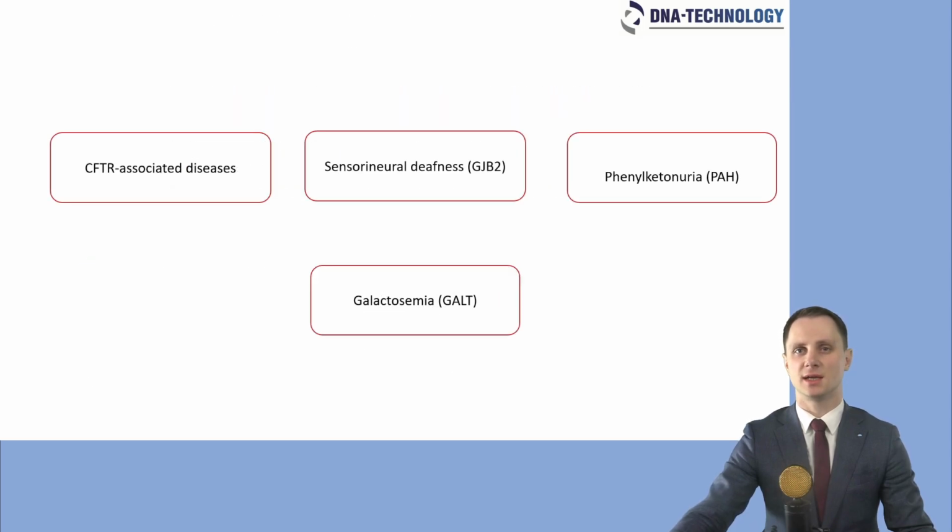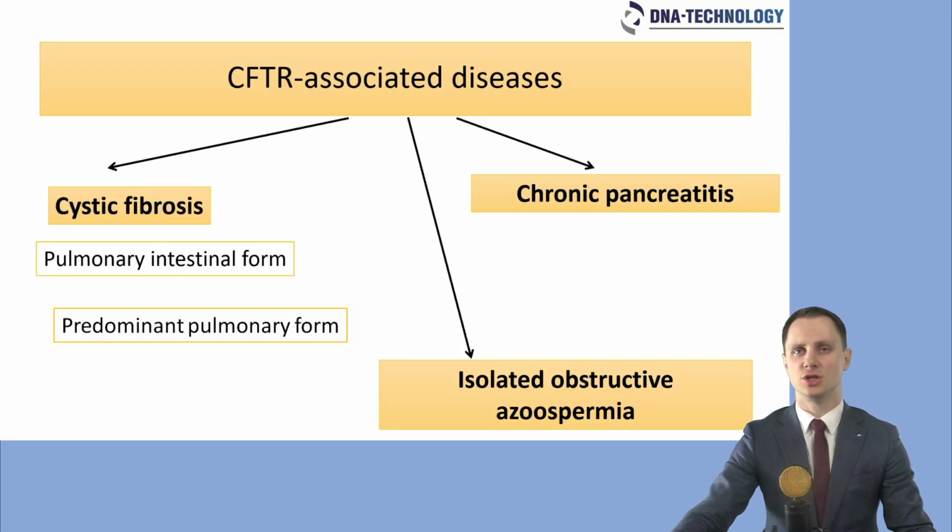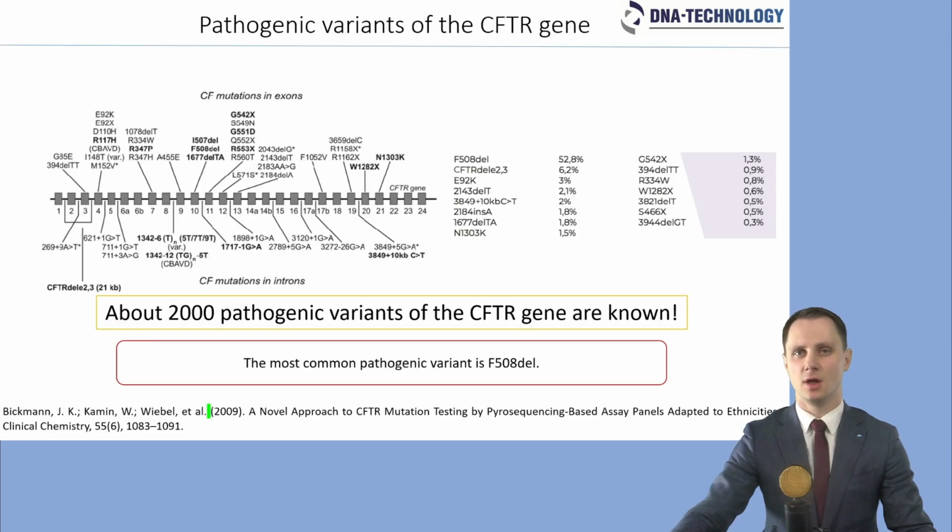Let's briefly discuss the conditions associated with mutations in the CFTR, PAH, GJB2, and GALT genes. Let's start with the CFTR gene. Mutations in the CFTR gene are associated with the following conditions: cystic fibrosis, pancreatitis, and isolated obstructive azoospermia. More than 2,000 mutations have been described in the CFTR gene, but mostly these are region-specific. In the Russian Federation, the most common mutation is F508del.